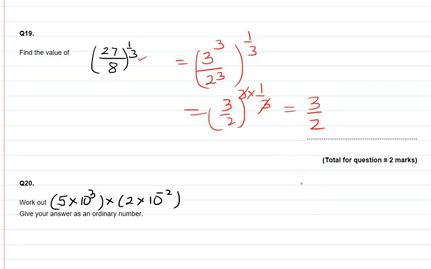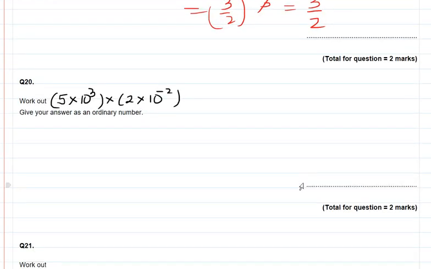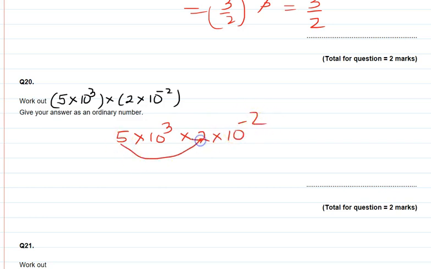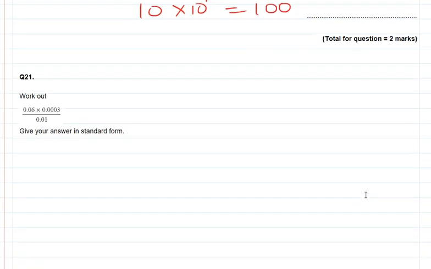Okay. Next question. Question number 20. Here it is given 5 into 10 to the power 3 times 2 into 10 to the power minus 2. If you multiply, 5 times 2 is 10, 3 and minus 2 becomes 10 to the power 1, and 10 to the power 1 is basically 10, so it will be 100. So the answer is 100, that is the ordinary number.